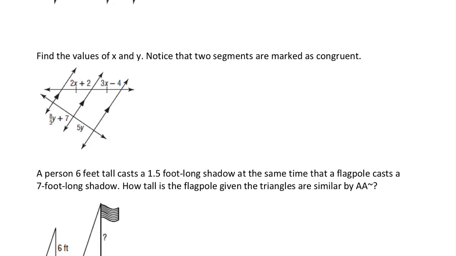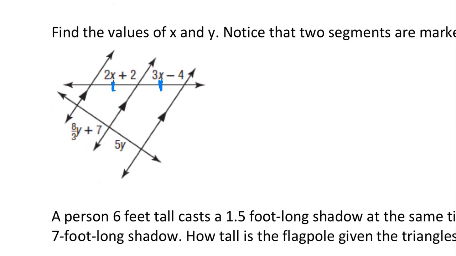Find the values of x and y. Notice that two segments are marked as congruent. So maybe we'll start there. These two segments are marked as congruent. So 2x plus 2 must equal 3x minus 4. Subtract 2x from both sides, add 4, so x is 6. If x is 6, then this length is 14, and this length is also 14.